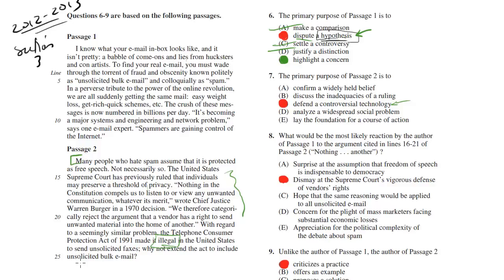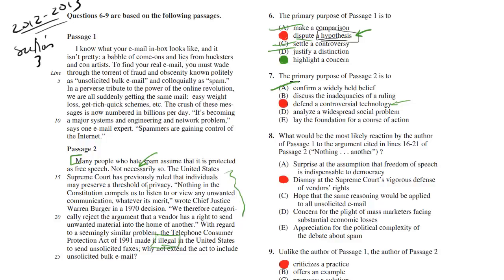It's saying here's a way to stop it. So in fact, the opposite. It's actually against spam, just like passage 1. So for that reason, C is not going to work. Let's look at the other choices. A, confirm a widely held belief. What belief is it confirming? In fact, it's doing the opposite. It is undermining or contradicting a belief that people have about spam as free speech. So that's not going to be it.